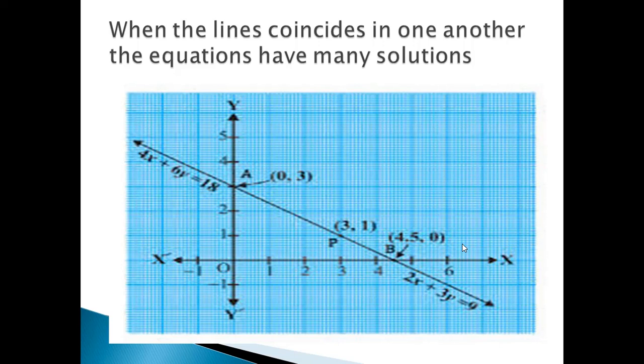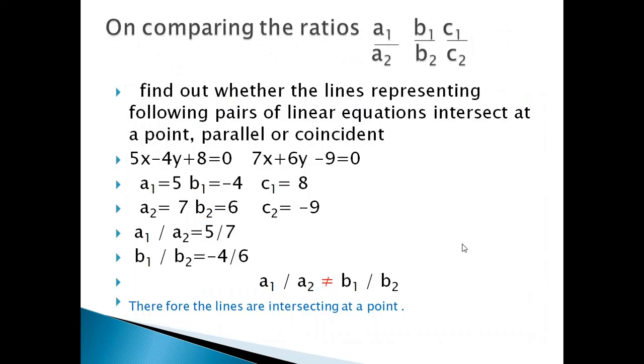These are the two lines that coincide with one another, that is 4x plus 6y is equal to 18 and 2x plus 3y is equal to 9. The lines coincide with one another. The equations have many solutions, is it not? Okay.